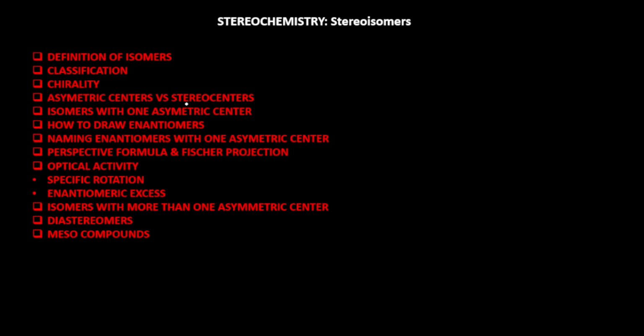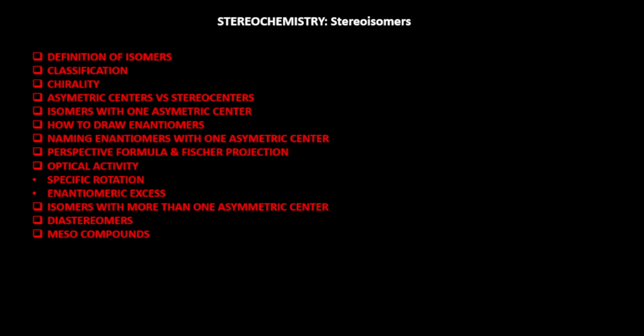We'll be studying the definition of stereoisomers, or of isomers in general. We'll be studying the classification of isomers. We'll go on to study chirality, asymmetric centers and the difference between asymmetric centers and stereoisomers. We'll study isomers with one asymmetric center. We'll learn how to draw enantiomers, and the naming of enantiomers with one asymmetric center.